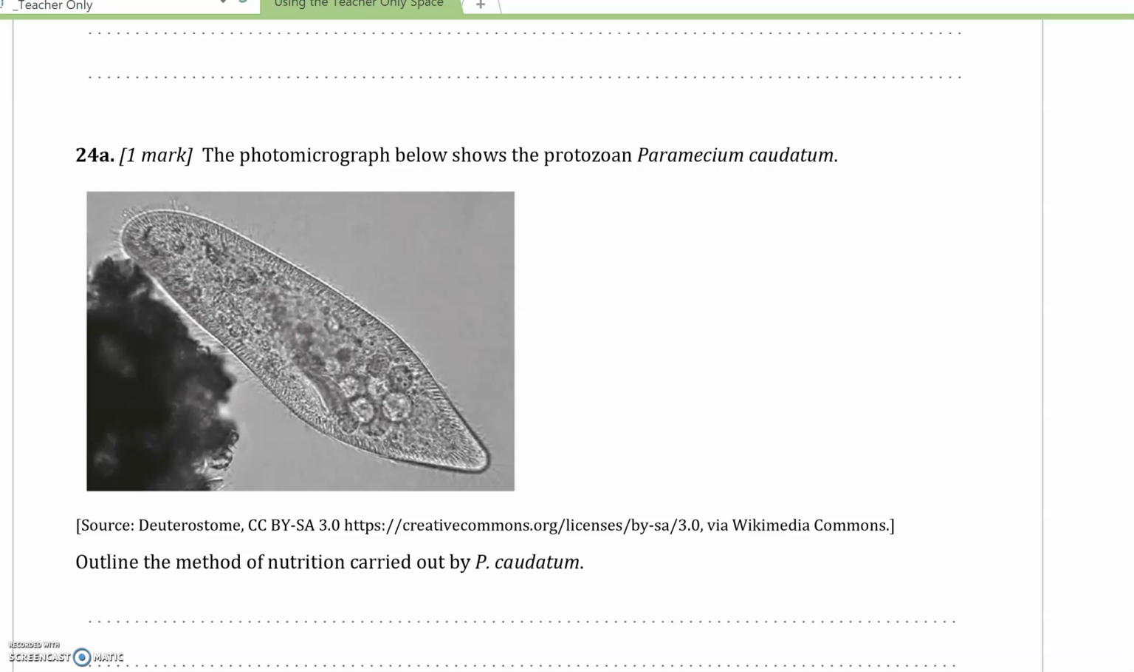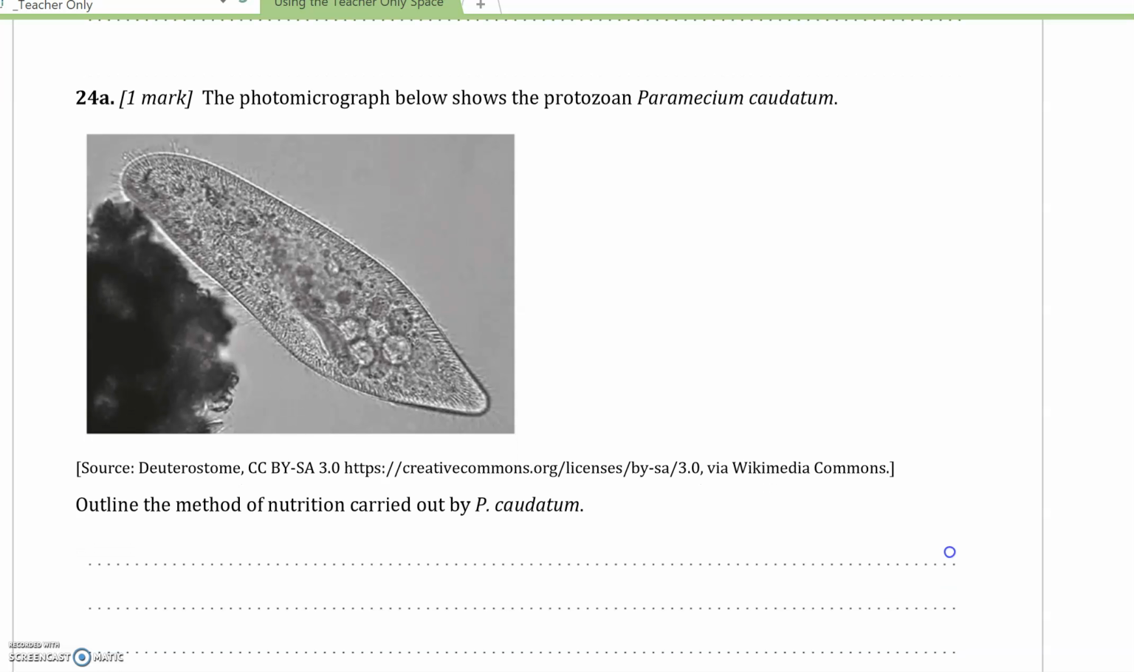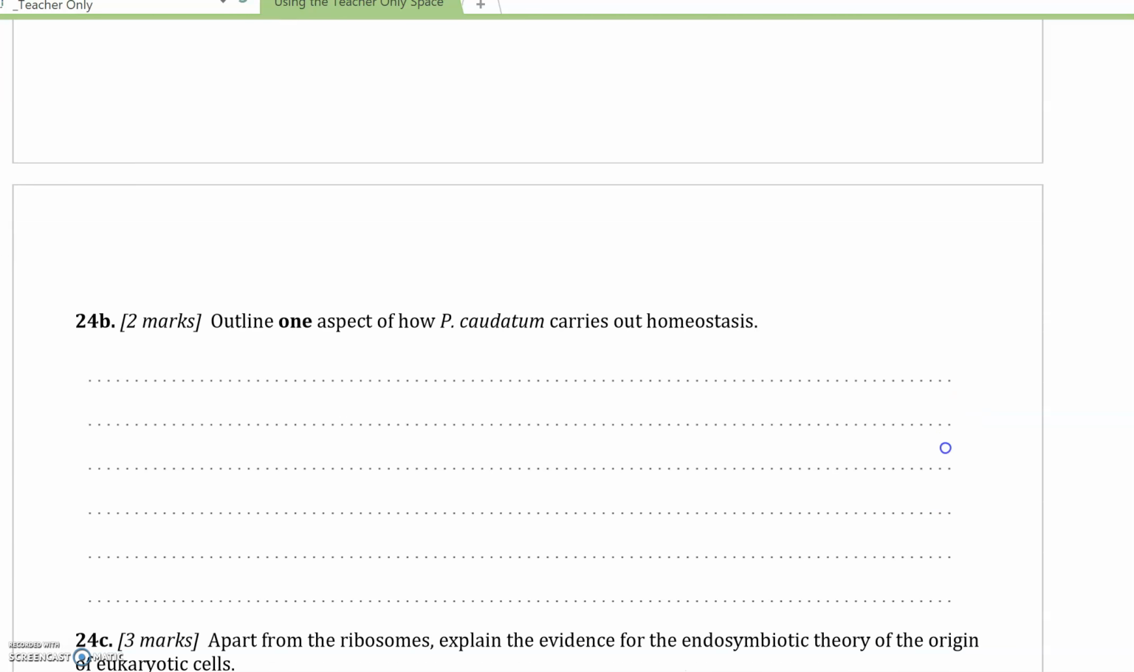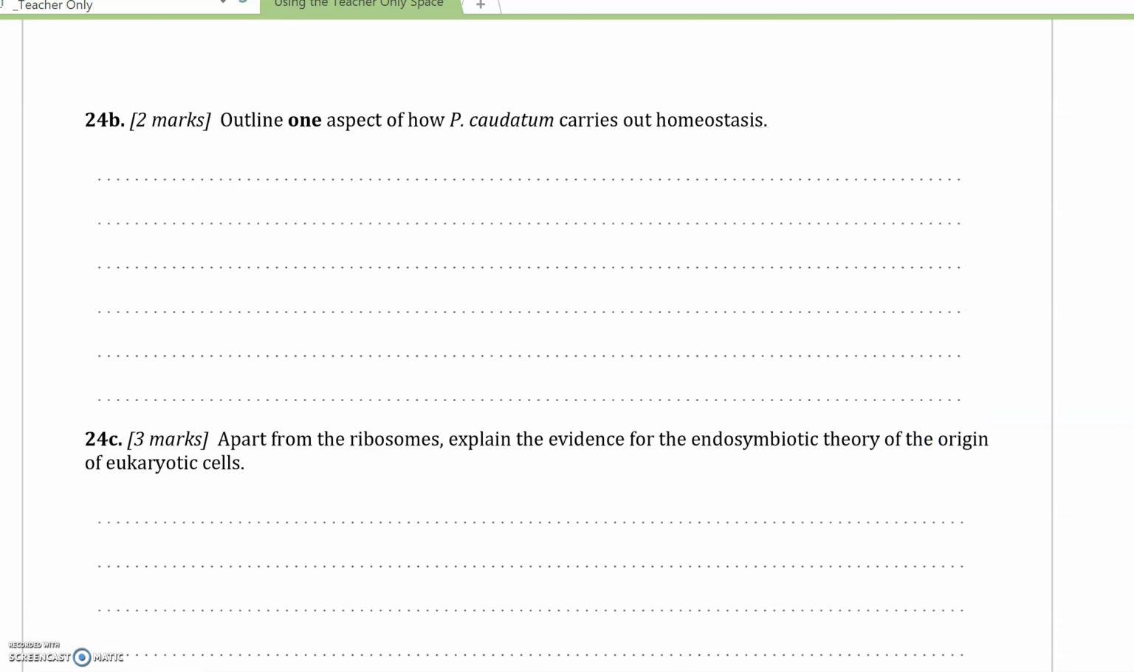Okay, this is the HL Biology exam November 2021 for IB23, questions 24 and 25. So here we have our protozoan Paramecium caudatum, and the question is asking for 1 mark. Outline the method of nutrition carried out by P. caudatum. So what it's looking for is a heterotroph or a consumer, as it takes food in. It's not an autotroph.